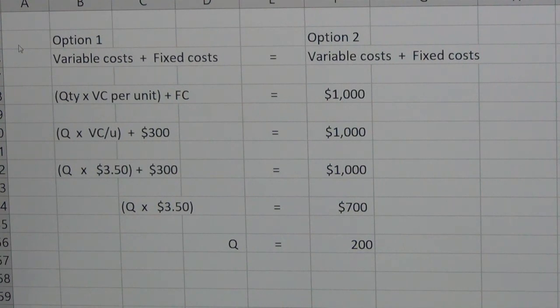However, more reward on option 2, because if you blow away expectations and actually sell 500, 600, 700, 800, 900 posters, option 2 has a fixed cost, and that's all you have to pay. While under option 1, you're going to have to pay a whole bunch of variable costs, $3.50 per unit, so you're going to make less money under option 1.